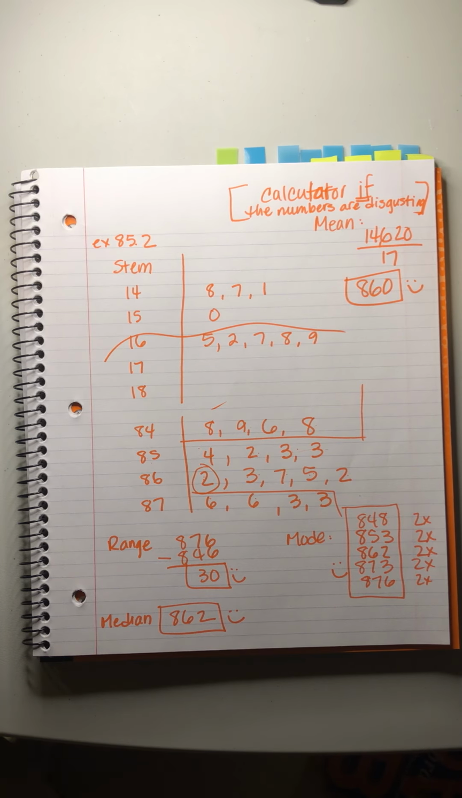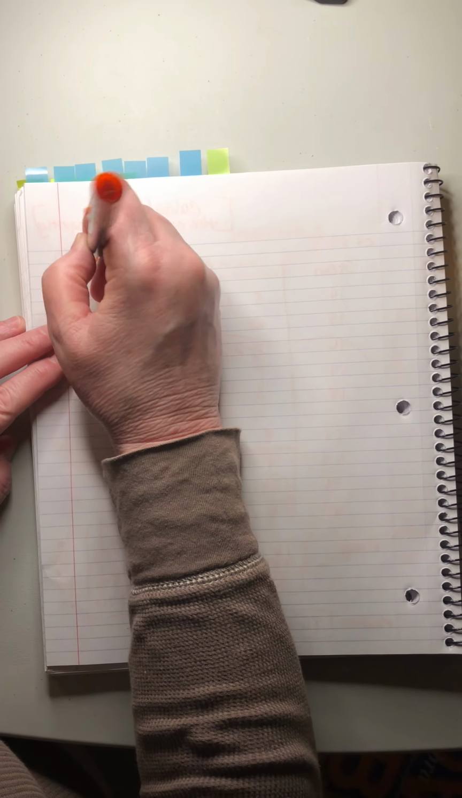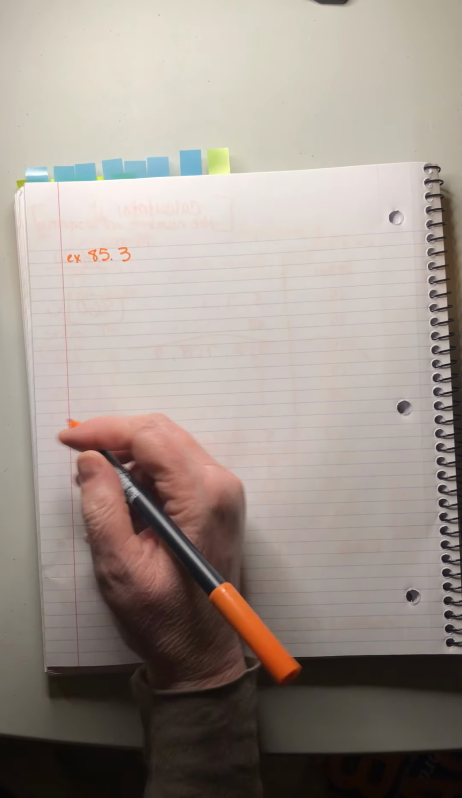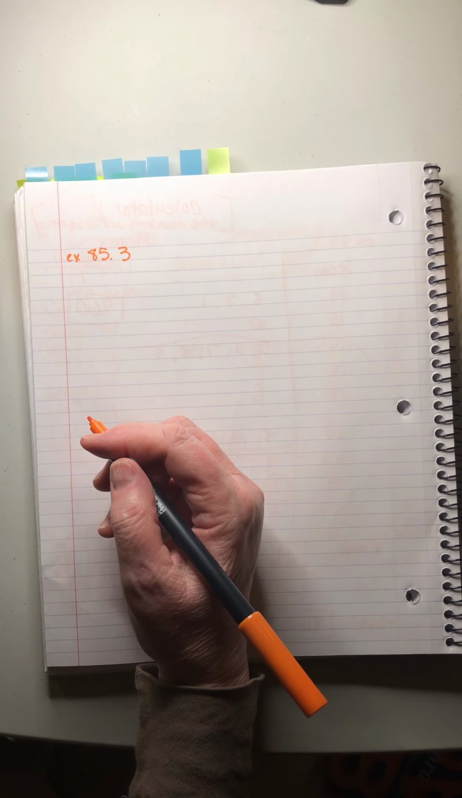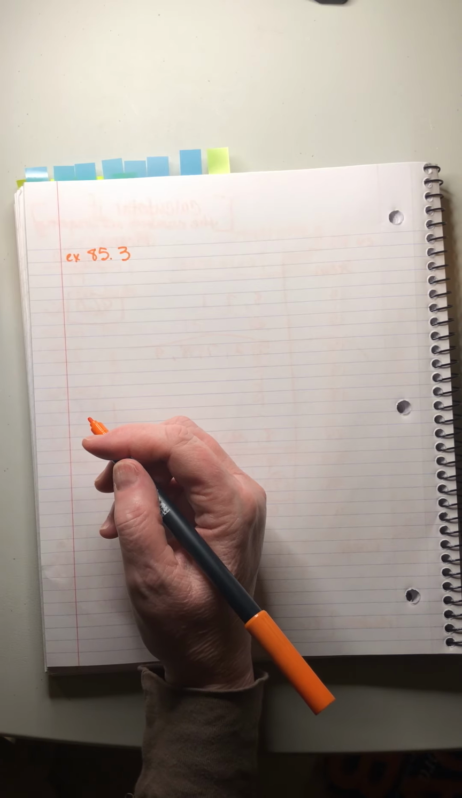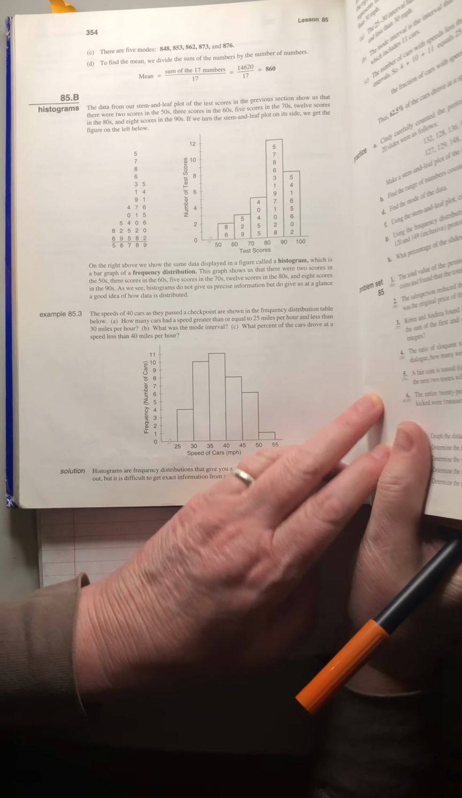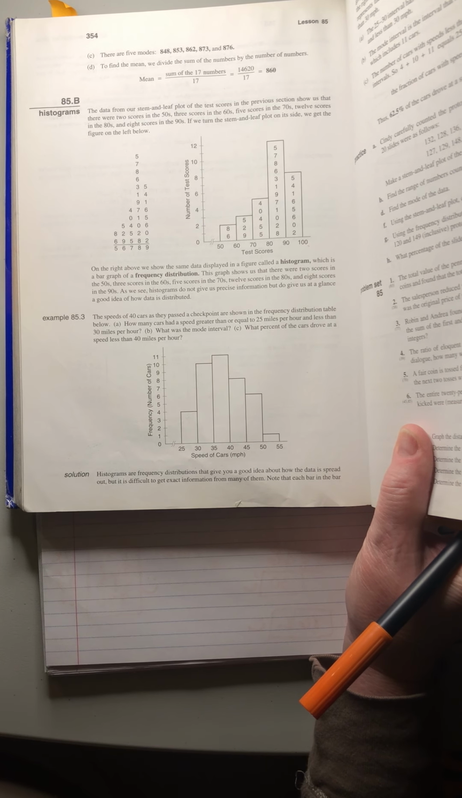All right, and then the last problem is another histogram. Look, I can't even talk anymore. This problem has drained me of my resources. The speeds of 40 cars as they passed a checkpoint are shown in the frequency distribution table below. Oh, so John already made the graph for us. So let me show it to you. It's down here. Histogram, not a histograph. I think I've been saying that wrong.